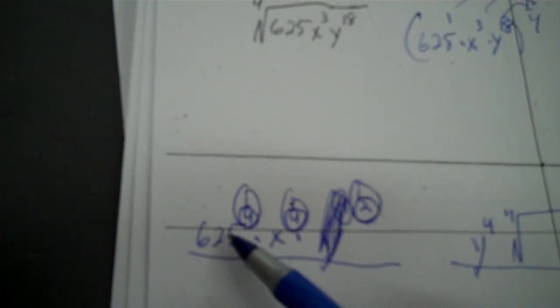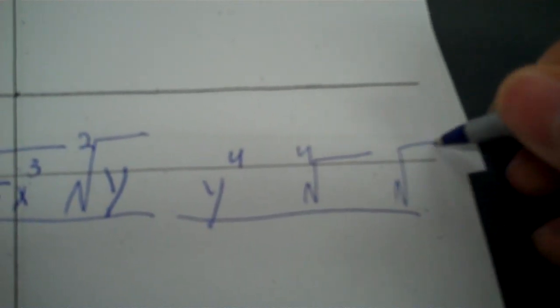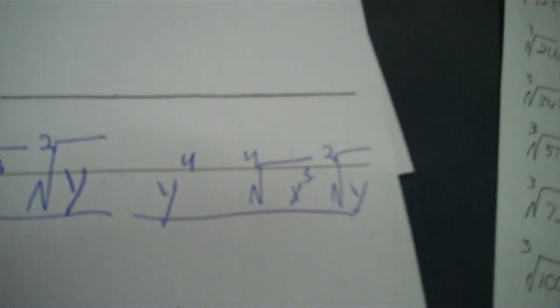So in the 4th root, I put the 625 to the first, which is 625. And I also put x to the third. Now in the square root, I put y to the first, which is just y. Okay. Now, since both radicals contain variables, they are going to be in the final simplifications, final expressions. So x to the third and y.